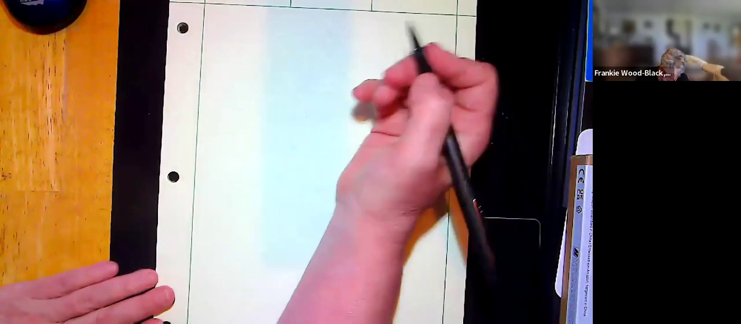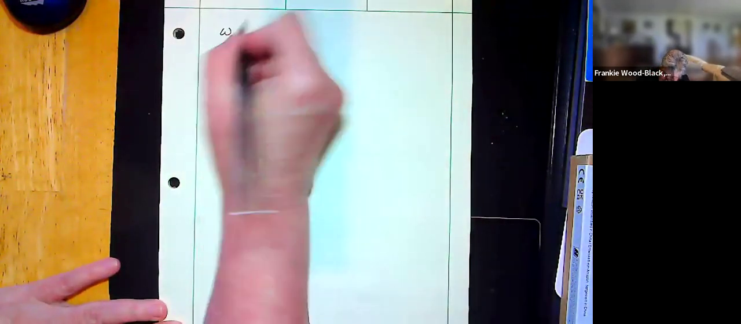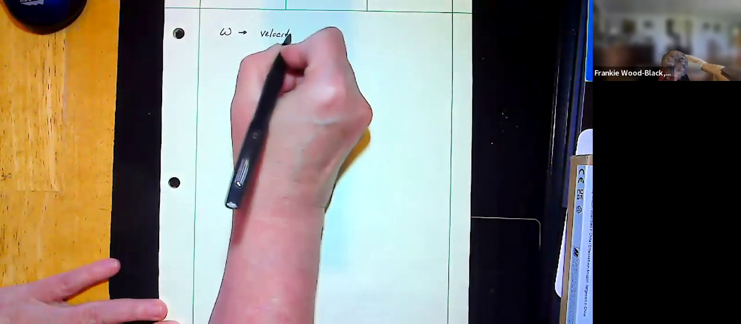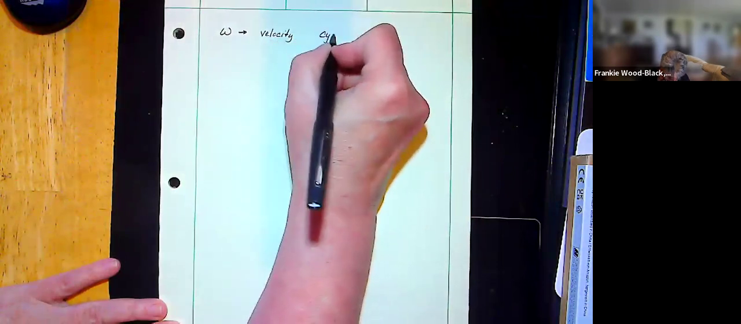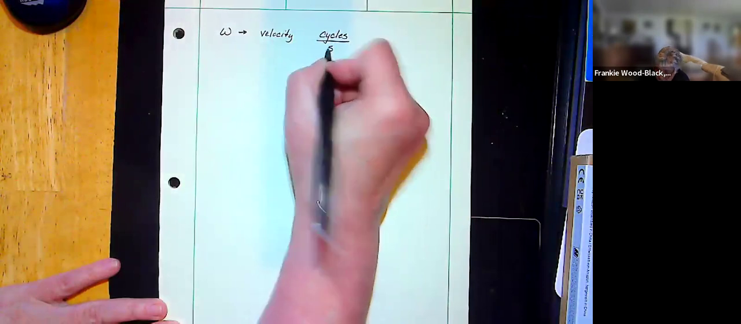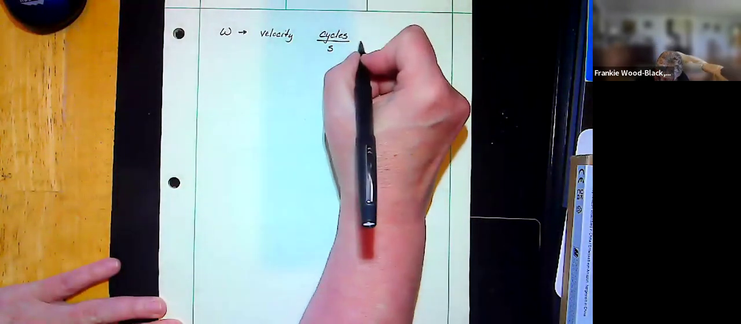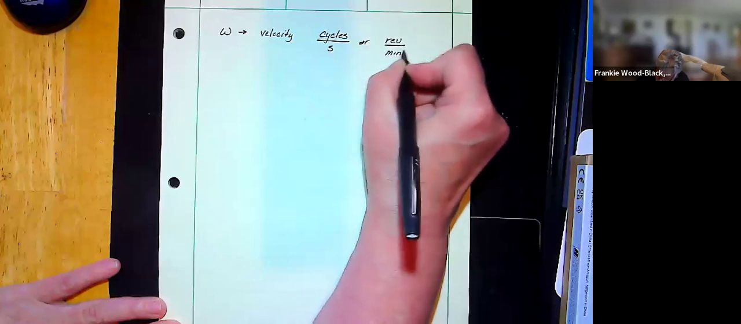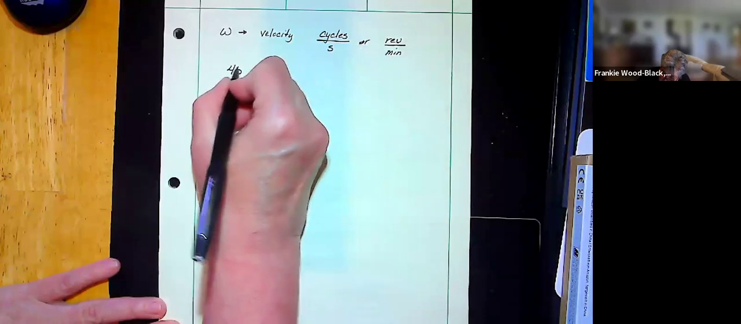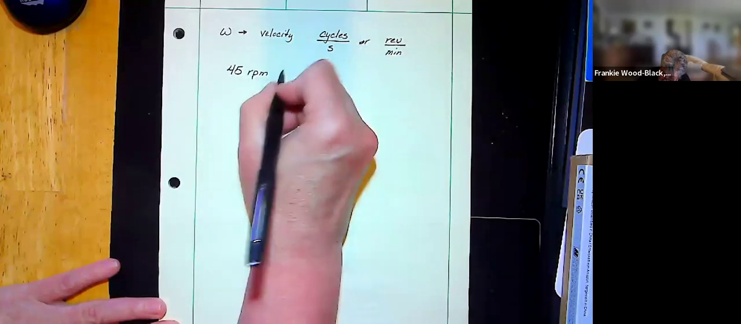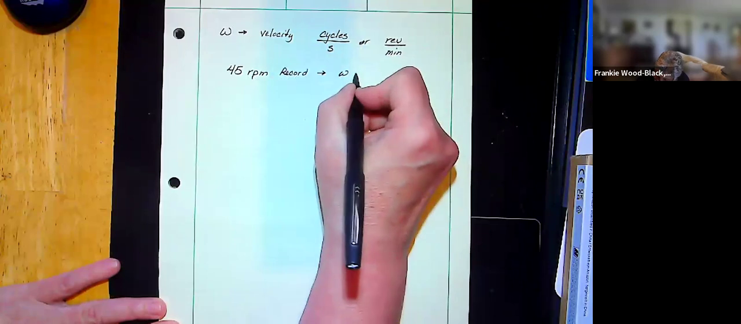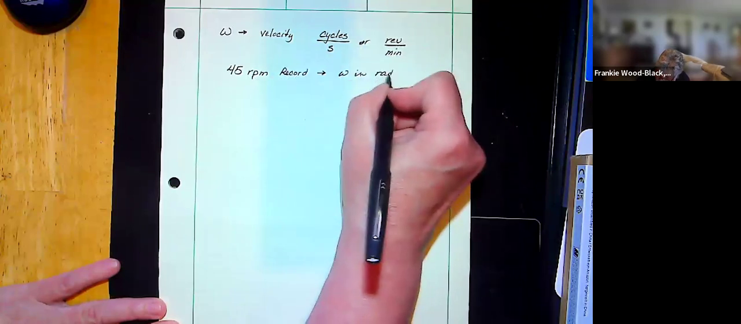One of the things that we had talked about at the very end of class yesterday is I can give you an angular velocity in terms of cycles per second or in revolutions per minute. So let's think of a 45 RPM record. And we want to calculate our angular velocity in radians per second.